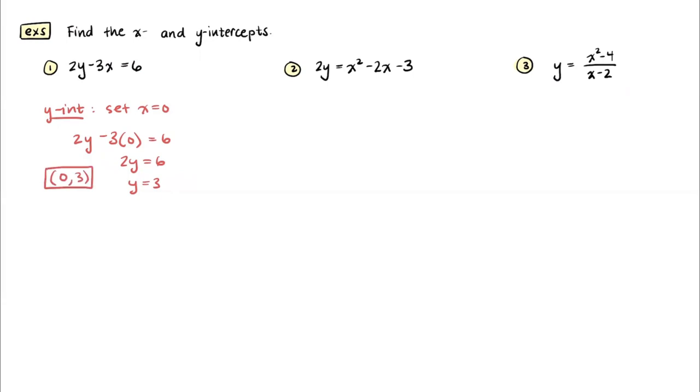All right, now for our x-intercept, we're just going to do the opposite. So we're going to set y equal to 0 and solve for x. We plug in a 0 for y into our original equation, so we'll have 2 times y minus 3x is equal to 6. 2 times 0 is 0, so that leaves us with negative 3x equals 6. We'll divide by negative 3, and that gives us negative 2. And so the coordinate of our x-intercept would be (-2, 0).